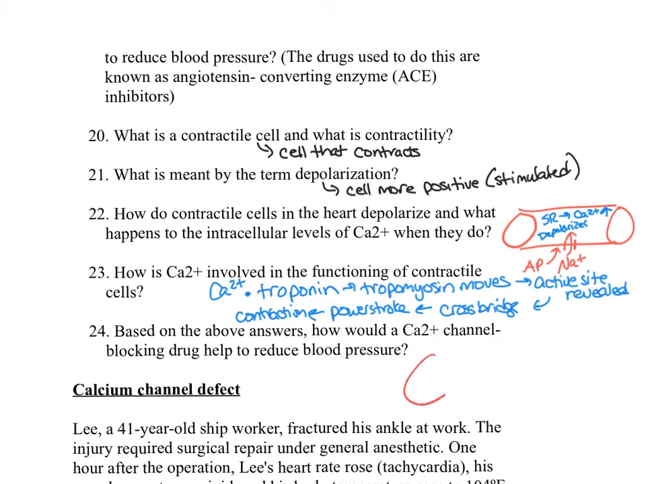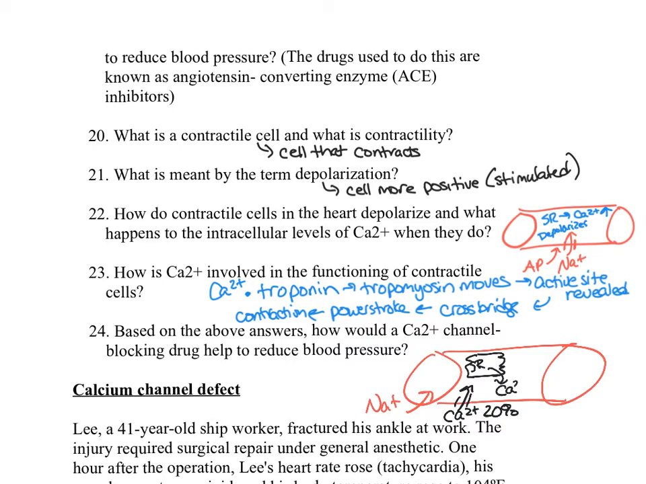So let's review here. Here's our cardiac cell, and it depolarizes, so sodium enters into the cell. This is going to open up calcium channels in the cell membrane, and calcium enters into the cell. And so this is 20% of the calcium that the cell will receive. The calcium entering into the cell will cause the sarcoplasmic reticulum to release calcium, and this is the other 80% of the calcium that will be in that contractile cell. So now we have 100% of the calcium that cell is going to get.